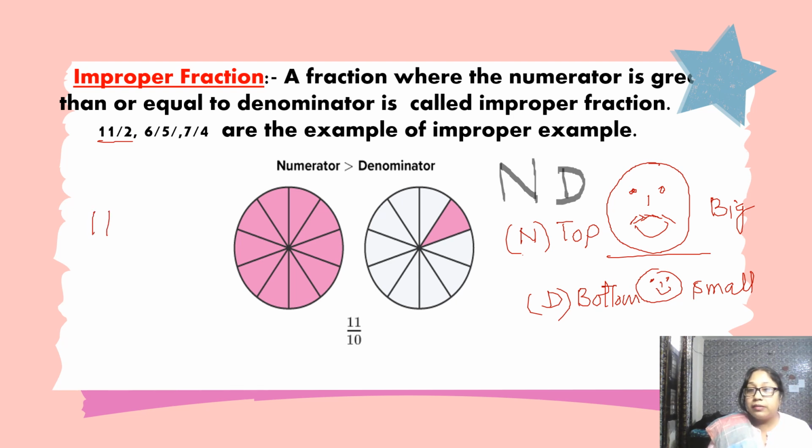An example, 10 upon 2. 10 is bigger than 2. 6 upon 5. 6 is bigger than 5. 7 upon 4. 7 is bigger than 4. All the numerators are bigger than the denominators. These kinds of fractions are called improper fractions.